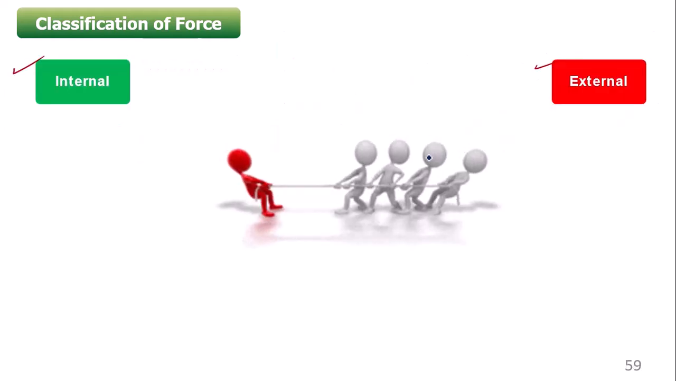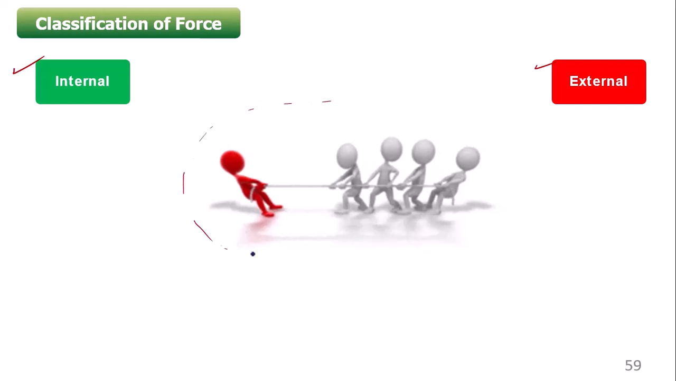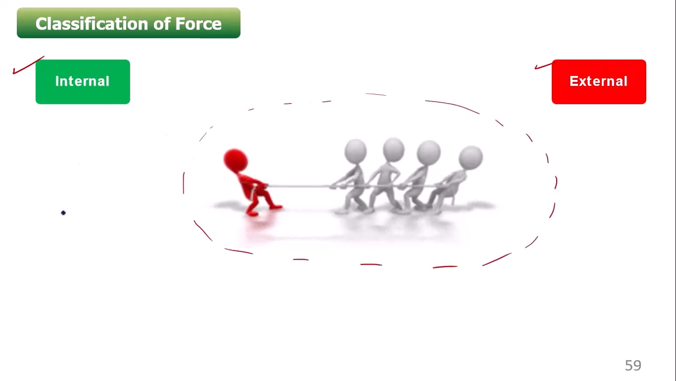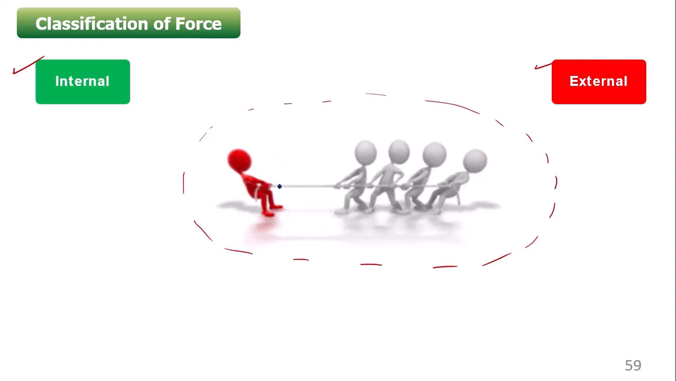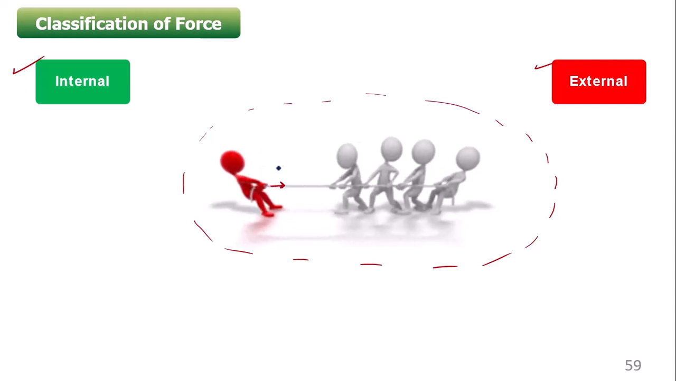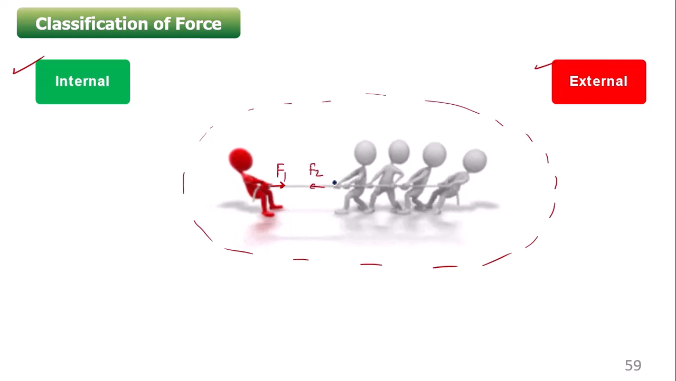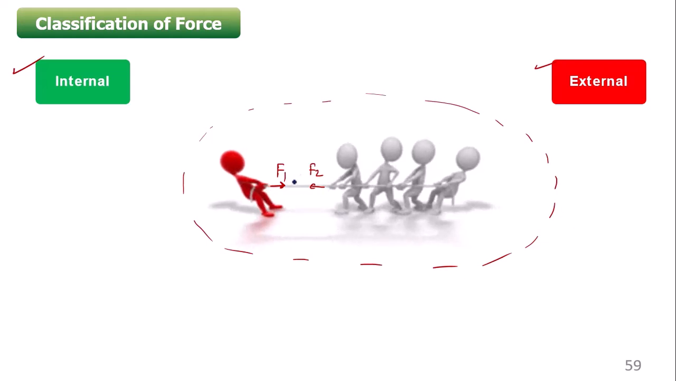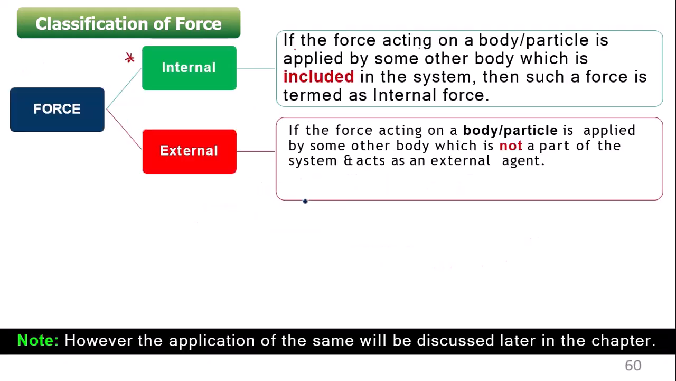Let us say I take this as the entire system. Now let us say F1 is acting on the string. Similarly, another force F2 is acting. So what type of forces are F1 and F2? They are internal forces. Why are they called internal forces? Because these forces are basically within the system. If the force acting on a body or particle is applied by some other body which is included in the system, then it is called an internal force. If it is not included, not a part of the system, then it is called an external agent.